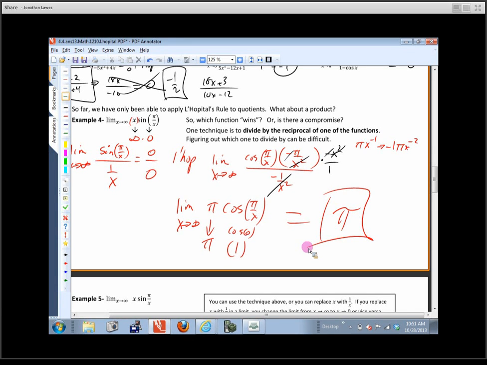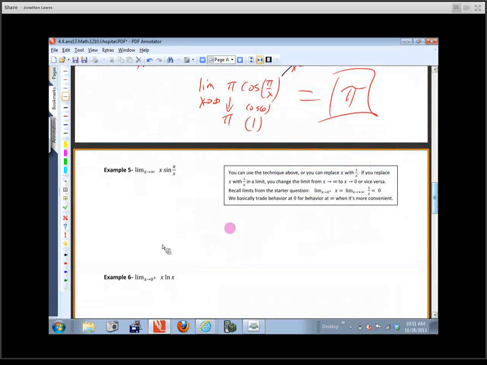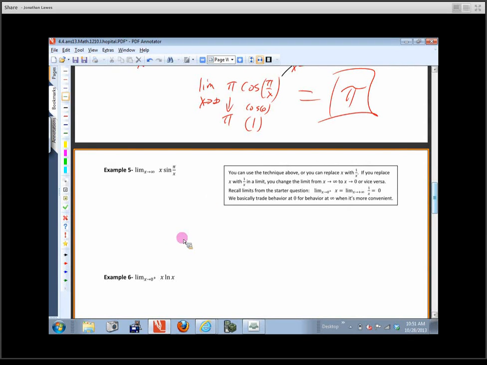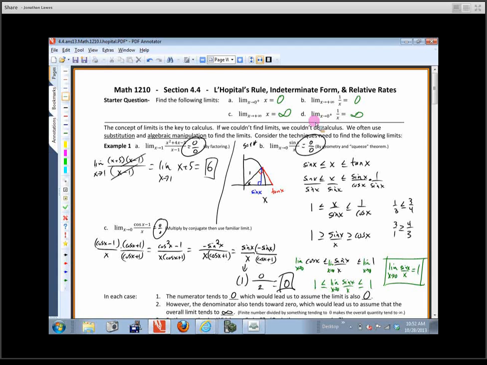That was the advantage. That's the nice thing about finding the derivative. Okay, now, I'll tell you this. I am not a huge fan of this technique. When we come back tomorrow, I'm going to show you this technique right here. I like that a little bit better, and it has to do with what we did in the starter question right here. Trading behavior at 0 for behavior at infinity. Okay, it accomplishes the same thing, but in my opinion, it's a little easier to understand, and a lot of times it's much quicker. Okay, all right.